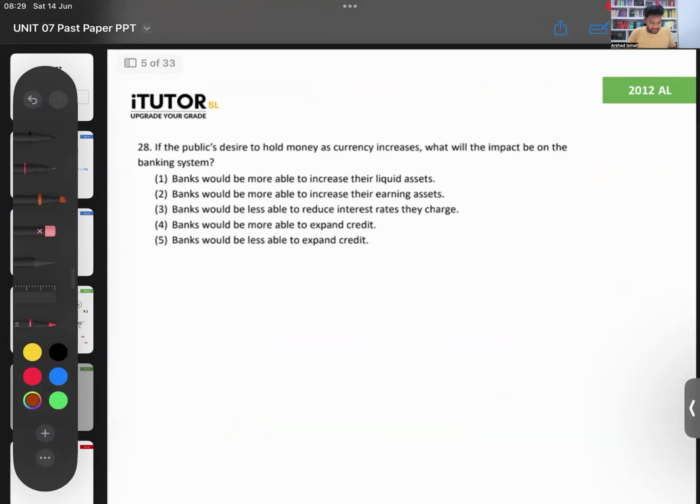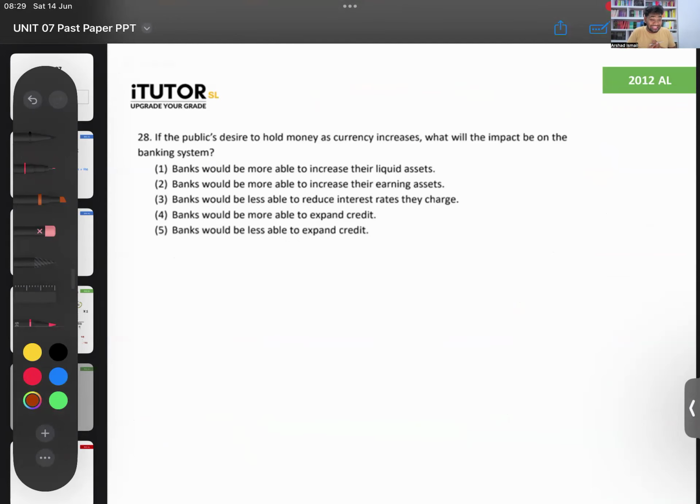Moving into the next, 2012, question 28. If the public's desire to hold money as currency increases, so public's desire to hold money as currency has gone up, what will be the impact on the banking system?